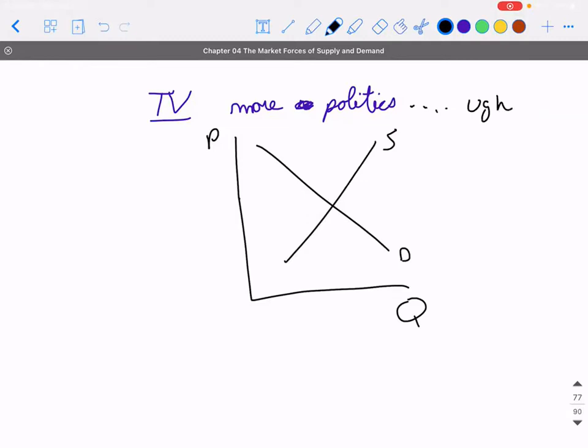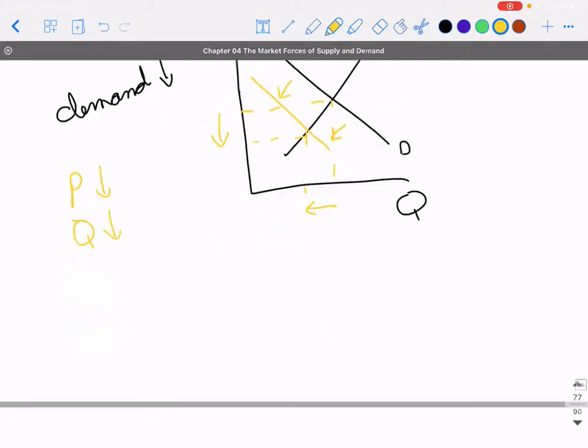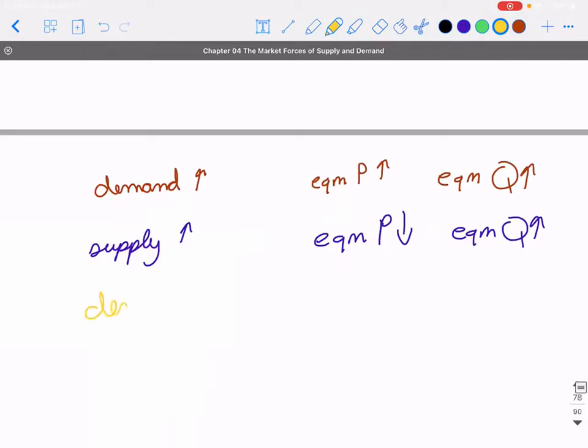Right? So if you put more politics on TV, then people just don't want to watch it. Like, oh. So demand falls. People don't want to watch this show anymore. Price falls, quantity falls. So when demand falls, equilibrium price falls and equilibrium quantity falls.